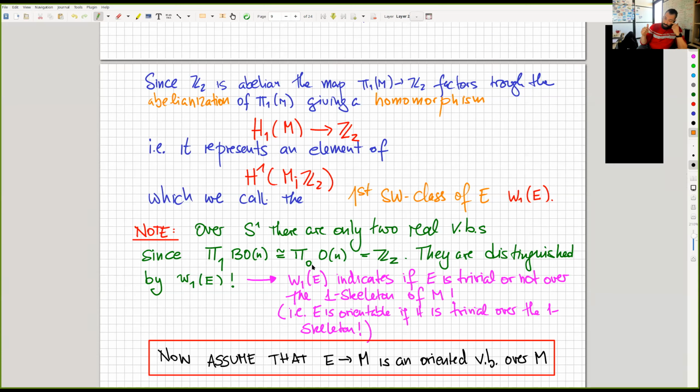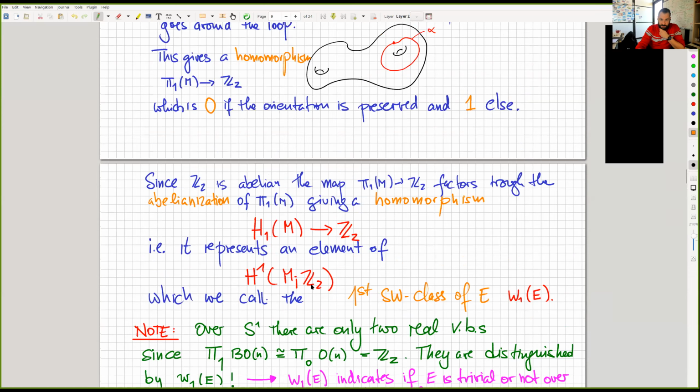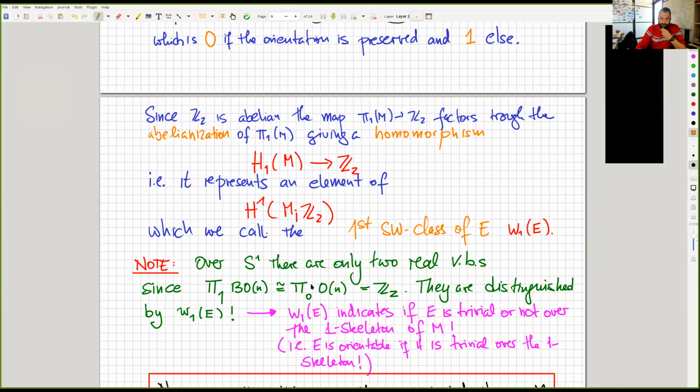So there are only 2 vector bundles over S1. It's just the trivial vector bundle because it's oriented, right? And the Mobius vector bundle, if you like, so a kind of Mobius vector bundle, a real vector bundle which is not orientable, right? But if you have a vector bundle over S1 which is oriented, then you know for sure that it's a trivial vector bundle. Okay, this is the first Stiefel-Whitney class. It gives you information if your bundle can be oriented or not.